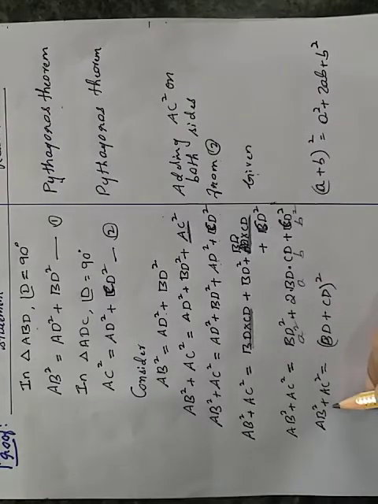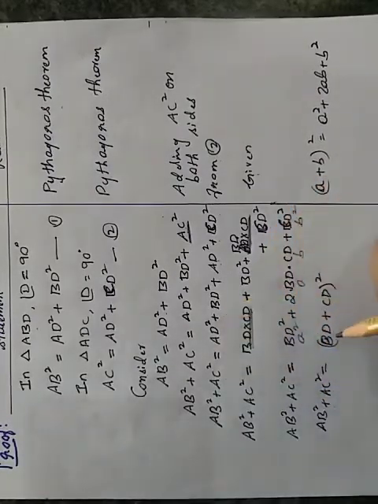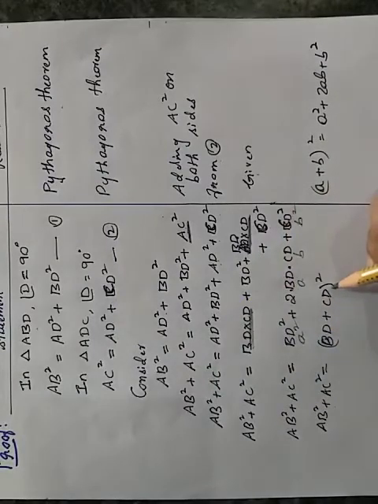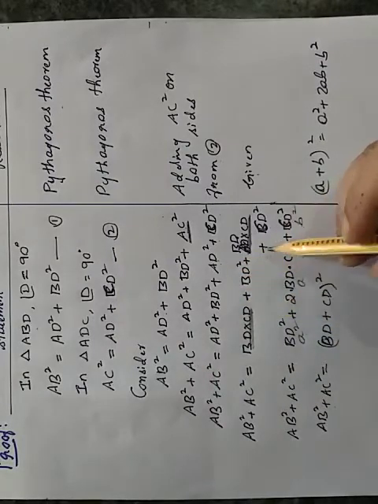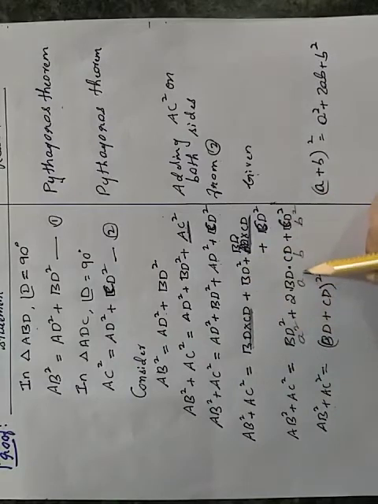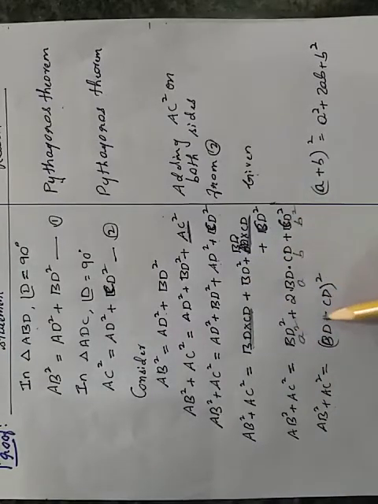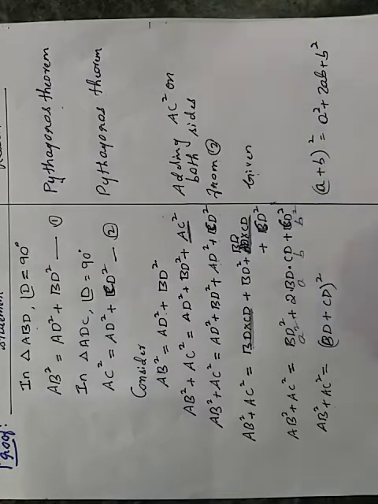LHS we already got by adding AC square on both the sides. Now how do you get the RHS? By getting it in the form of A square plus 2AB plus B square. Finally, you will write the formula for that. So hence we have proved it.